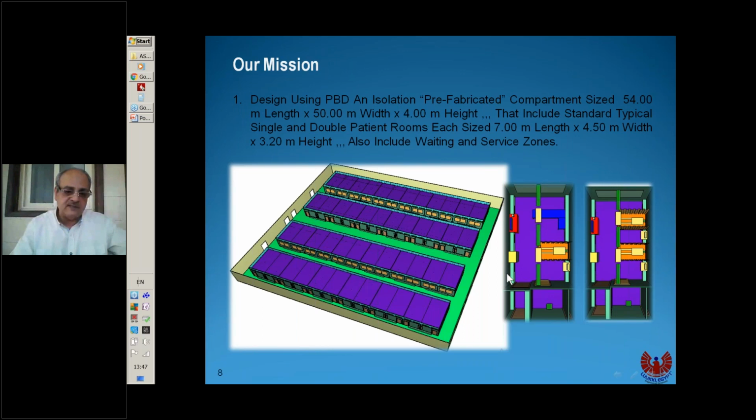This compound is about 45 meters in length by 50 meters in width, and the height is 4 meters. It includes typical single and double isolation rooms. They have the same size, okay? 7 meters length by 4.5 meters width by 3.2 height. One of them, the single room, has an airlock at the beginning. This is the door here, and this is just an airlock.